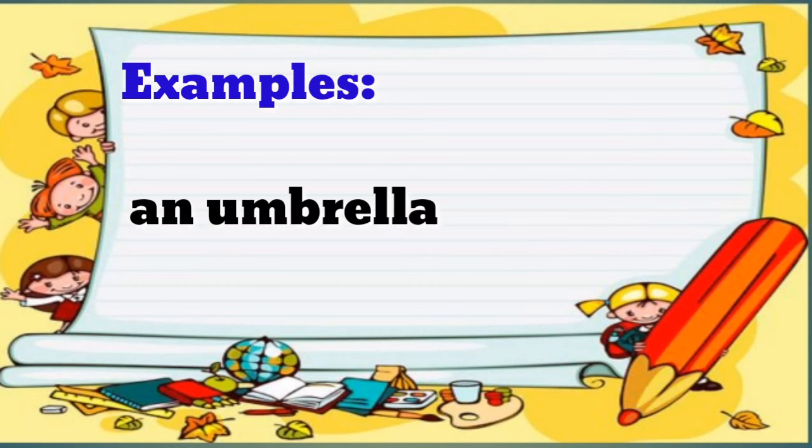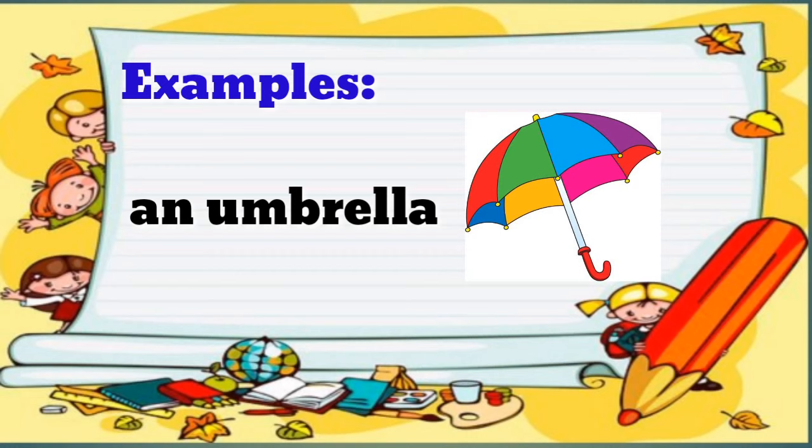An umbrella. Umbrella is a noun that starts with a vowel U. That's why we're going to use an umbrella.